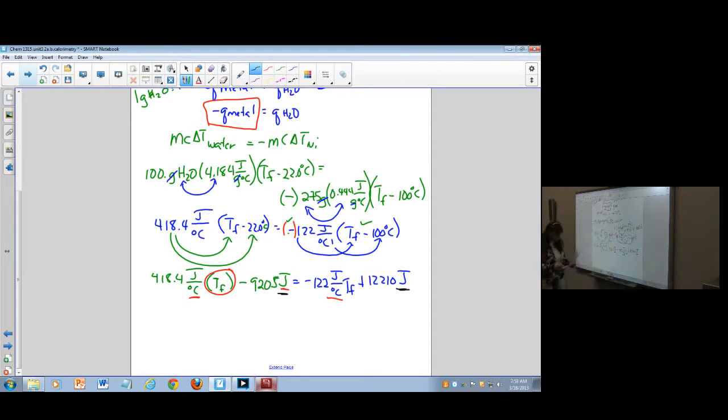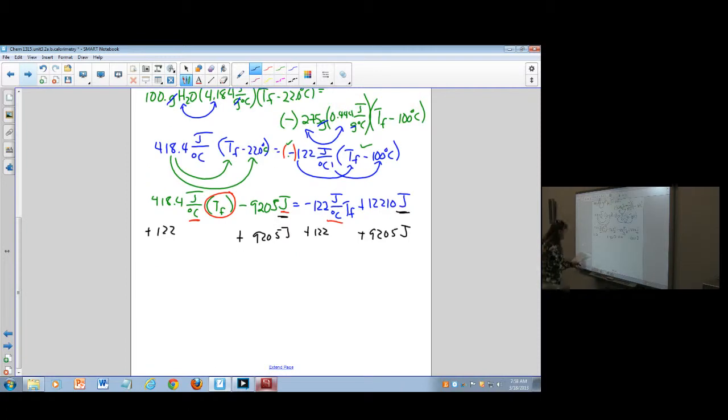So I'm going to rearrange this equation and put things on the same side. In this case, I'm going to add 122 joules per degree Celsius times final temperature to both sides, and I'm going to add 9,205 joules to both sides. Put my units there. When you rearrange this, it works out to be 540.4 joules per degree Celsius times the final temperature is equal to 21,415 joules.